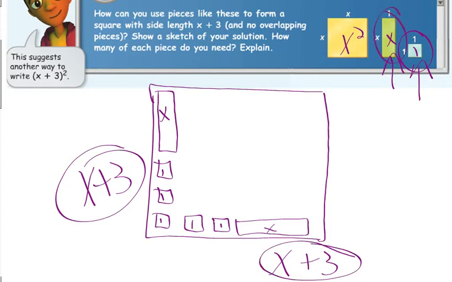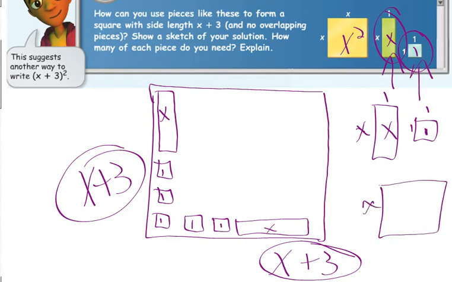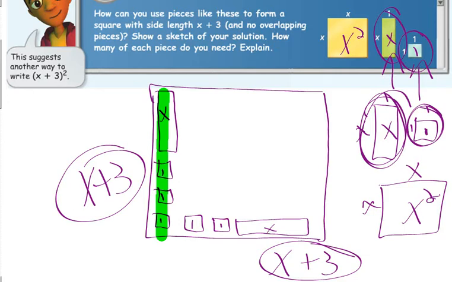Well, the green x block represents an x times 1, and the area of that is just an x. For the small blue one, it's 1 times 1, so the area of that is 1. And the large yellow block is x times x, which is x squared. So that's what these blocks represent. To represent x plus 3, I need 1 of the green and 3 of the blue. And here they are. So there's an x plus 3 times an x plus 3.